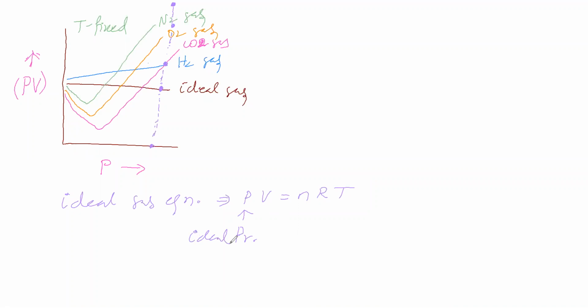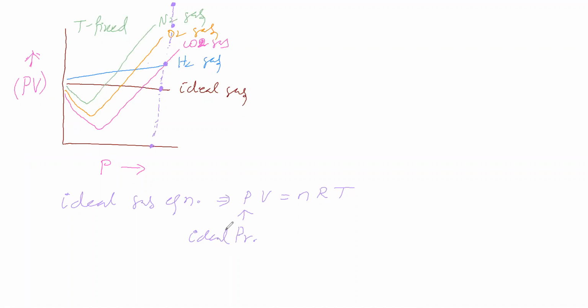What is ideal pressure? Ideal pressure means the pressure exerted by the gas when there is no attraction among the gas molecules. When there is no attraction between gas molecules, the pressure the gas exerts is called ideal pressure. So in the ideal gas equation, this P is called the ideal pressure, the pressure exerted by the gas when there is no attraction among gas molecules.